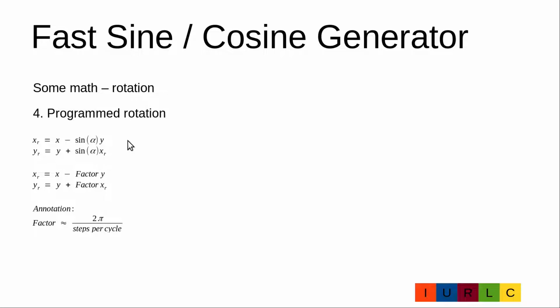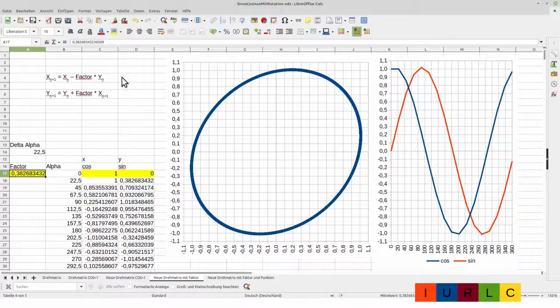For the next simplification we can see that sine alpha is a constant factor. So we can write xr is x minus factor times y, and yr is y plus factor times xr. And factor is calculated roughly with 2 pi divided by steps per circle. Here is our formula with vector.